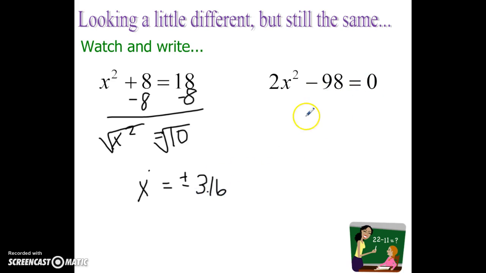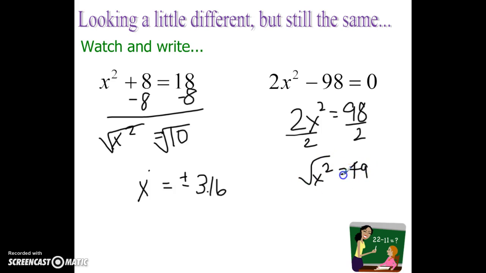So same over here. I would add 98 to both sides. So 2x squared equals 98. Divide both sides by 2 because I want x squared by itself. X squared equals 49. Take the square root of each side, and 49 is a perfect square, so x equals plus or minus 7.